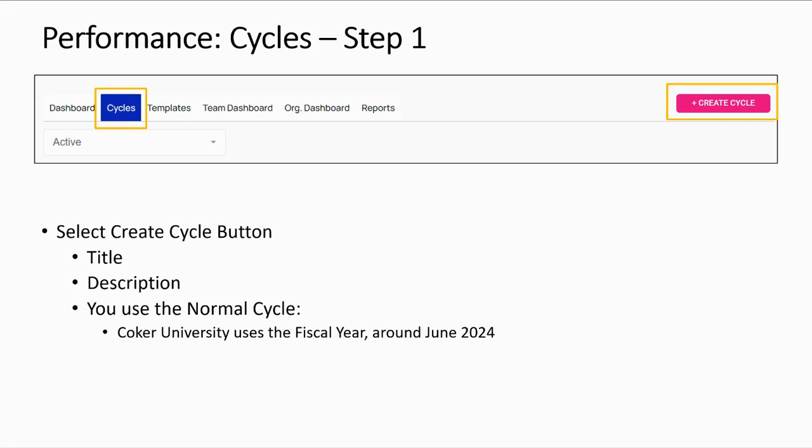And then all you're going to do is select the cycle button, so create cycle. And then you're going to create a title, a description, and then use the normal cycle. And again, Coker is going to use the fiscal year around June 2024, I think, for the employees.